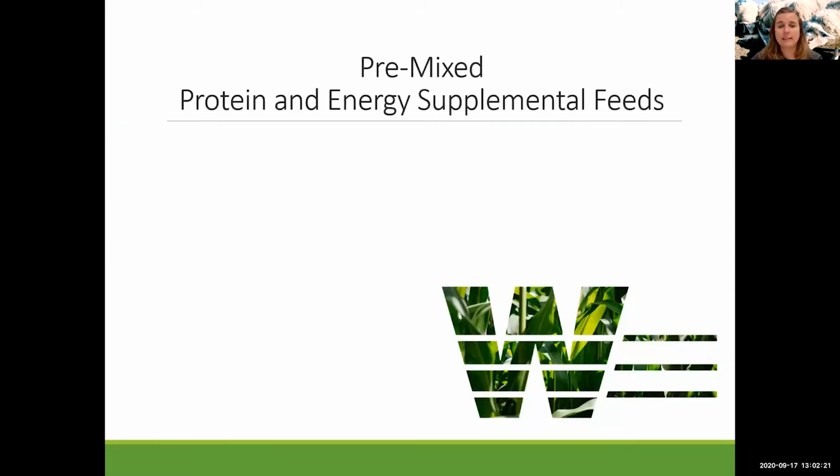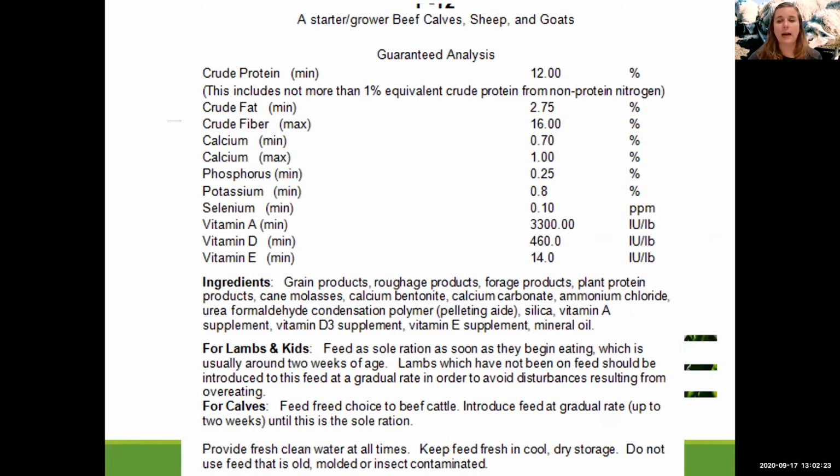So now let's talk about these pre-mixed feeds. I just went online. I did not go down to our local feed store. I should have, because I couldn't find anything specifically formulated for flushing or gestating sheep and goats. So I found a lot of these.